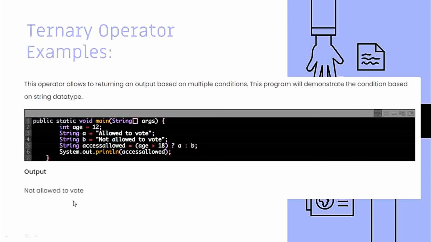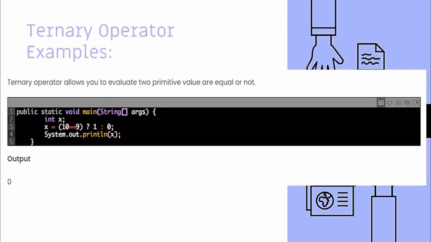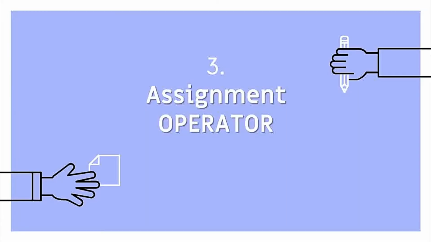The ternary operator allows you to evaluate whether two primitive values are equal or not. In this example, the program demonstrates very clearly the equality operator. If one operand is equal to the second operand, then the user will get output 1, otherwise the user will get output 0. Note this thing: if you check whether two primitive values are equal, you must use the double equal to sign and not just a single equal to. Okay, please remember this.